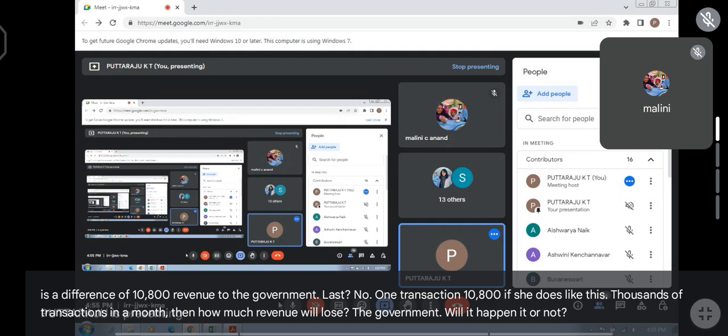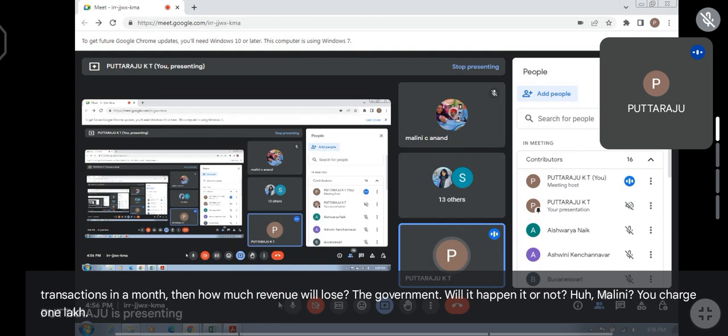Will it happen or not? Yes, sir. Malini, you charge 1 lakh. Okay. That client is not in a position to pay the money. They will pay you through gold. What will you do?